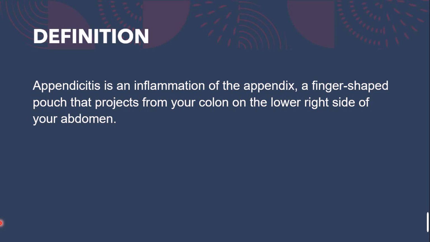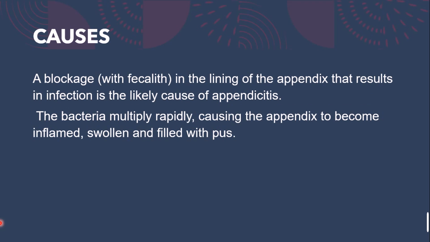Okay, so causes, the reason why this appendicitis is happening. It could be because of a blockage, which can be due to a fecalith, which is a dry hard stool, or maybe a tumor, or maybe a food particle. So when a blockage in the lining of the appendix happens, it will cause appendicitis. Bacteria will rapidly multiply over there, and it will cause the appendix to become inflamed, swollen, and there will also be pus formation later on.